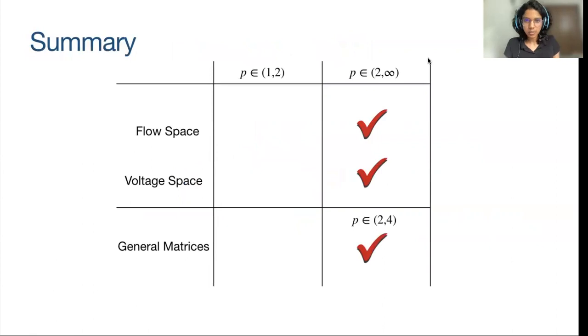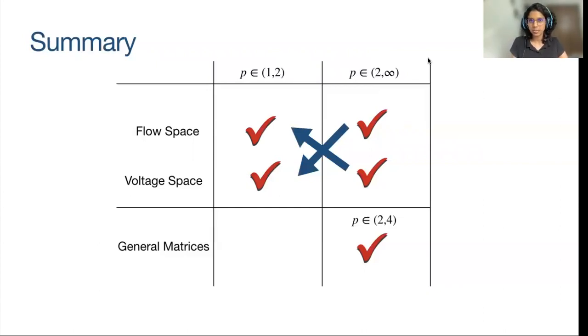So to summarize, we gave an algorithm for flow space and voltage spaces for p greater than 2. And for general matrices, we gave an algorithm for p between 2 and 4. Now we can also show that the flow space problem for p greater than 2 is dual to the voltage space problem for p between 1 and 2. And similarly, the voltage space problem for p greater than 2 is dual to the flow space problem for p between 1 and 2. So as a result, our algorithms can be made to work for these regimes as well.